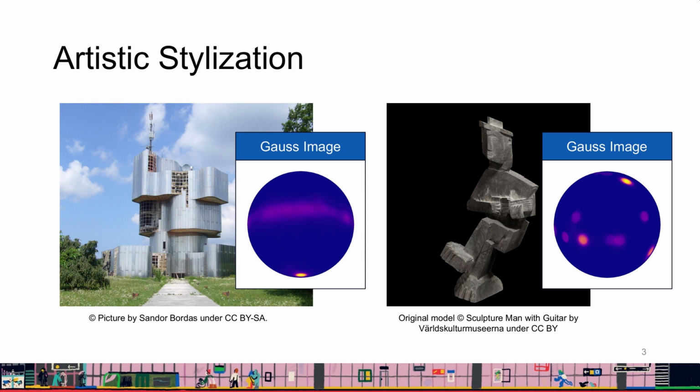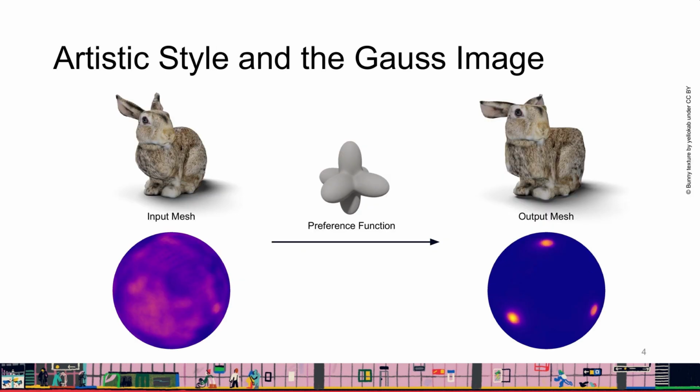The basis for our stylization technique is the observation that altering the geometry in order to achieve a certain Gauss image can be used to stylize the object. We propose a method that provides direct control over the Gauss image of a surface in order to achieve a certain style, hence its name, Gauss Stylization. We express this target style in terms of a preference function on the two-sphere. This preference function is the main modeling tool in our approach and enables a variety of different styles.